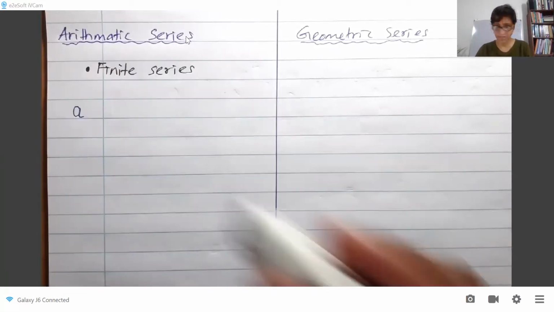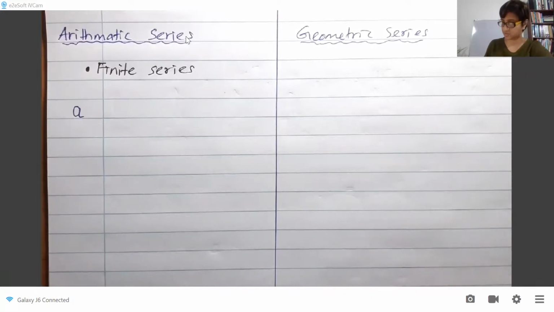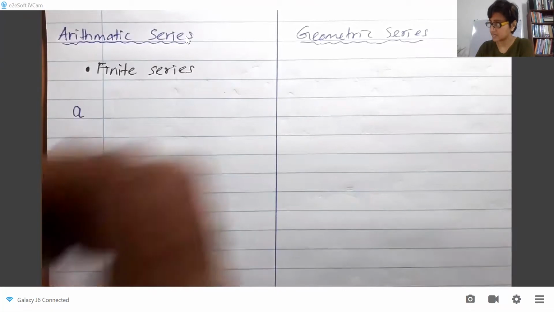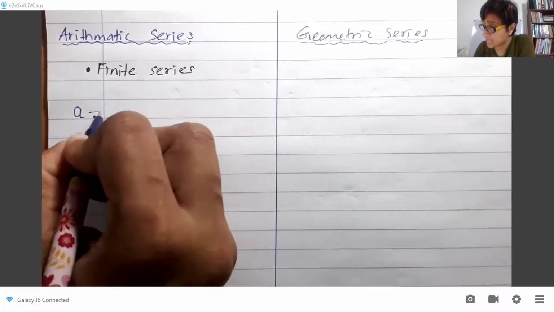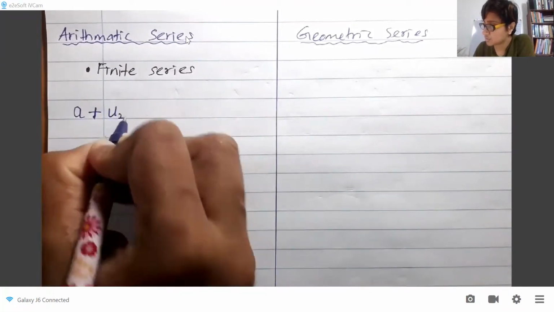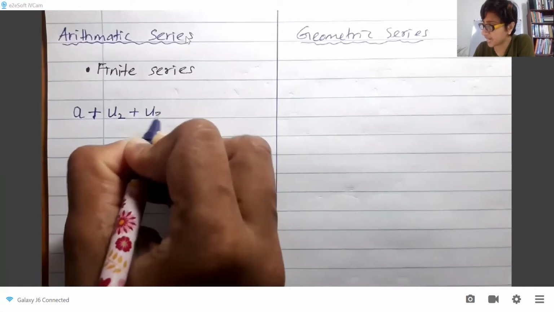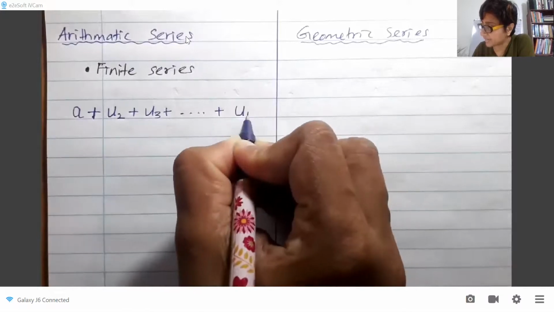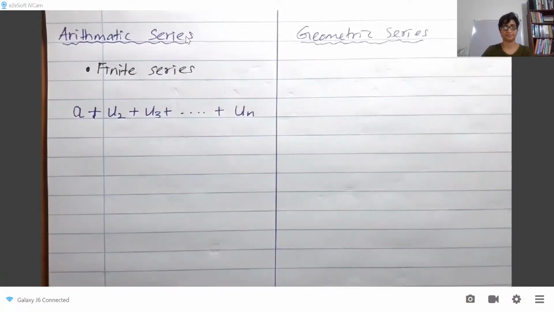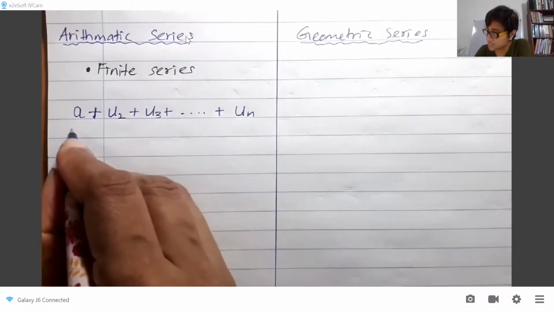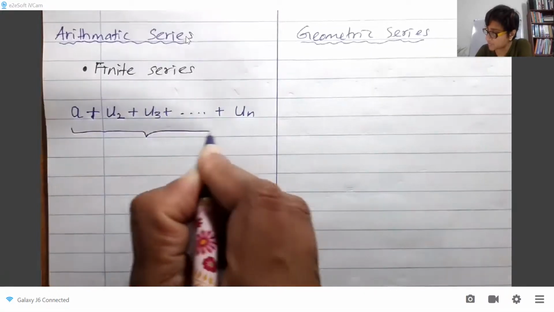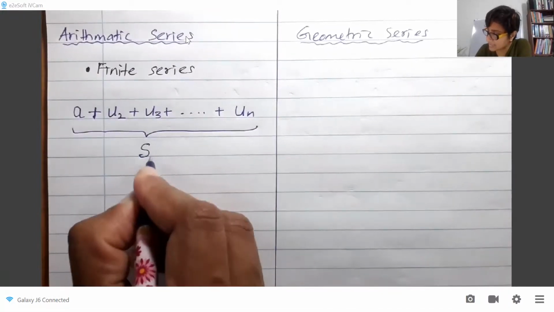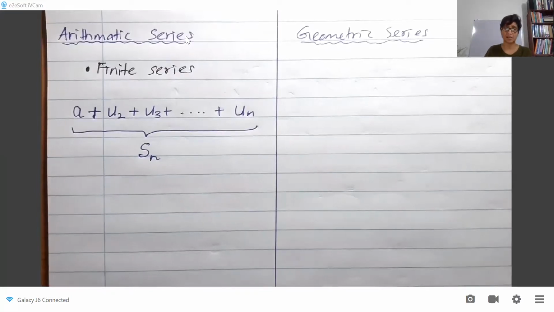But you can use A. Or shall we keep A? Yeah, it's okay. We'll keep A because we were using A before. So A is the same as U1 plus U2 plus U3, and you're adding them up to some nth term, right? This is called what? Now we already learned this. What do we call this? Sn. Sum of n number of terms.